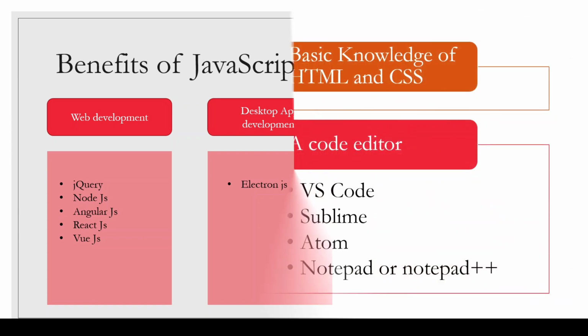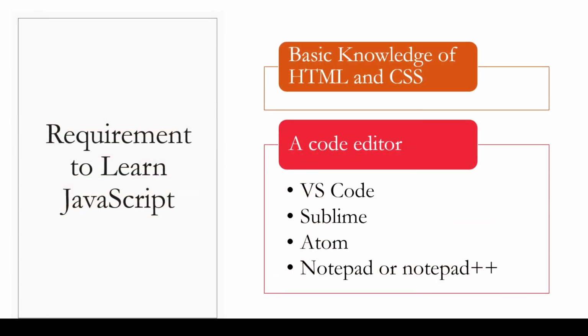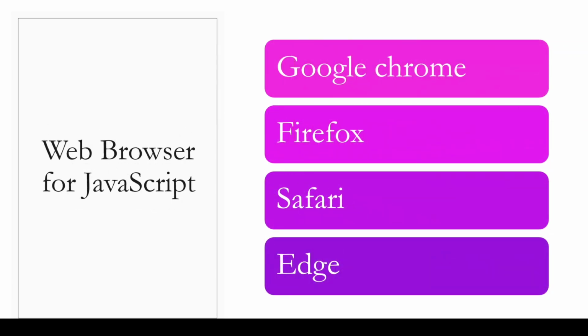The requirement to learn JavaScript is basic knowledge of HTML and CSS. And if you have any code editor like VS Code, Sublime, Atom, Notepad, or Notepad plus plus, or any kind of text editor, you can do JavaScript programming. The web browsers for JavaScript are Chrome, Firefox, Safari, and Edge.